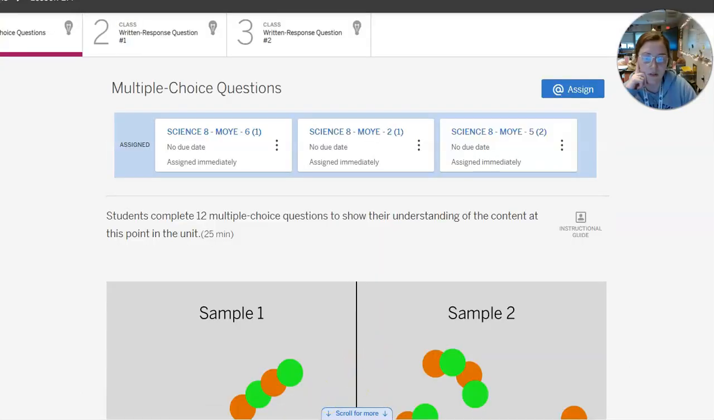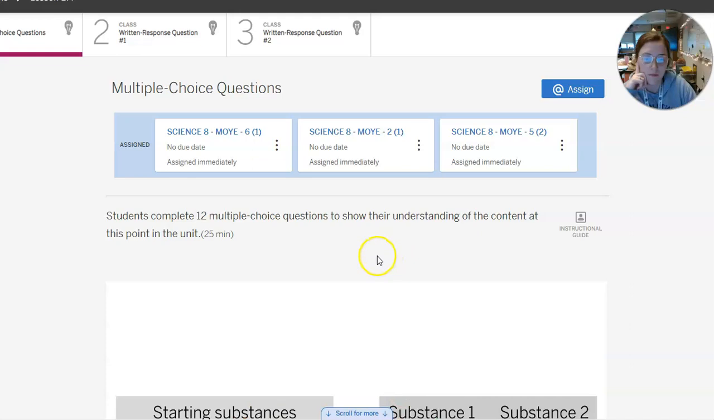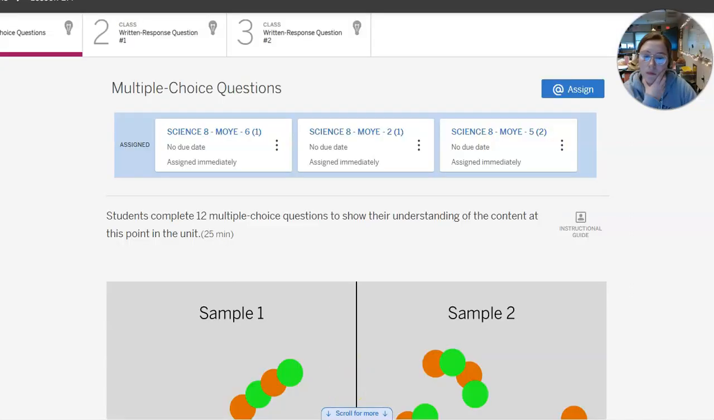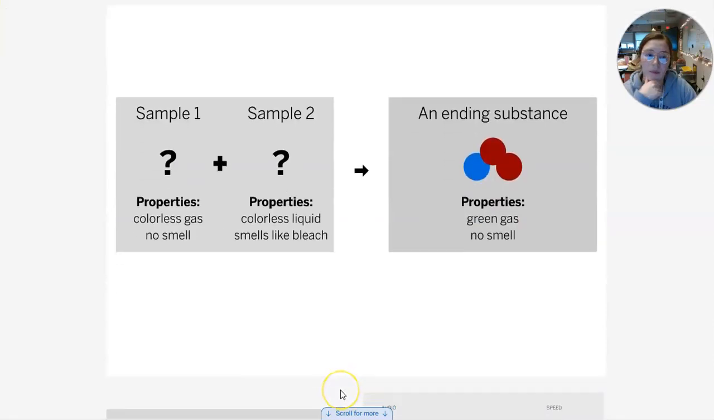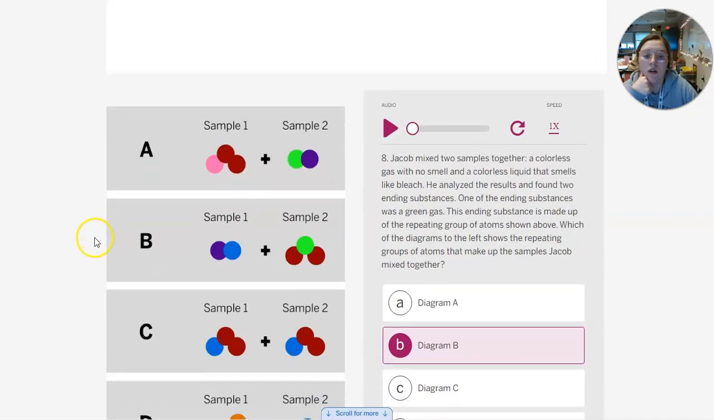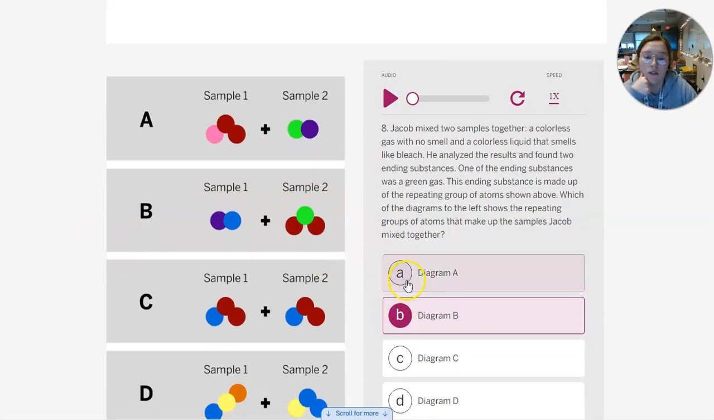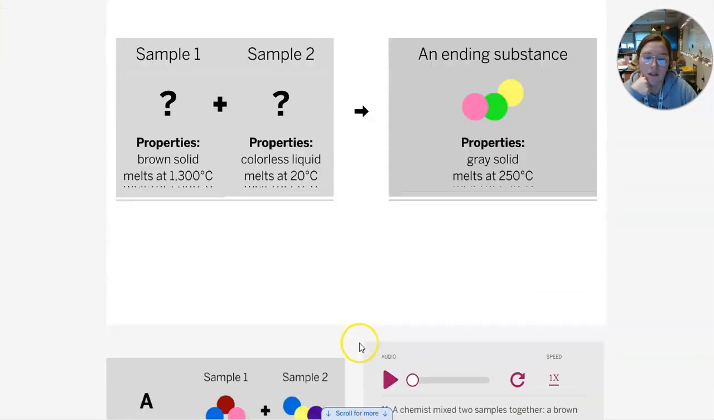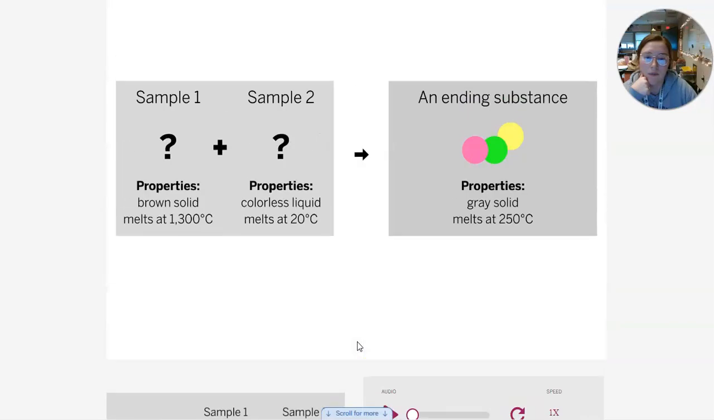And one more of these. Here we go. Lots of words. And another one where I don't accidentally give you the answer. There we go. Lots of words to say: what are sample 1 and sample 2 going to be?